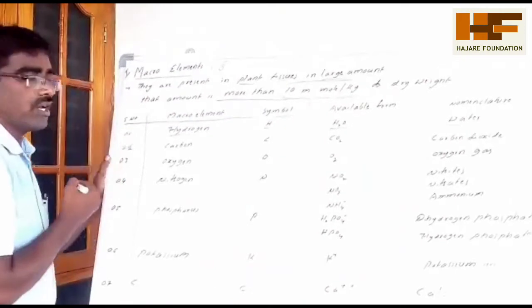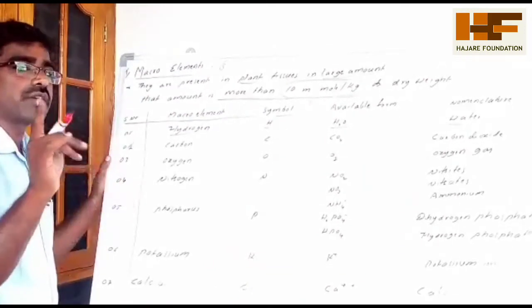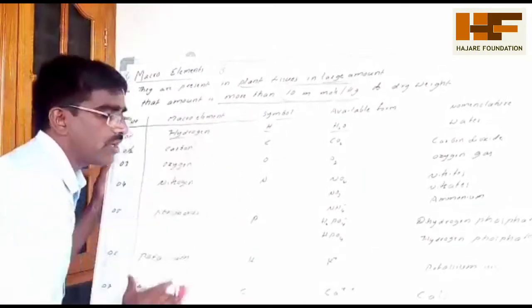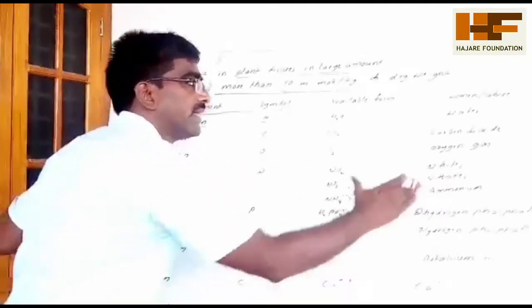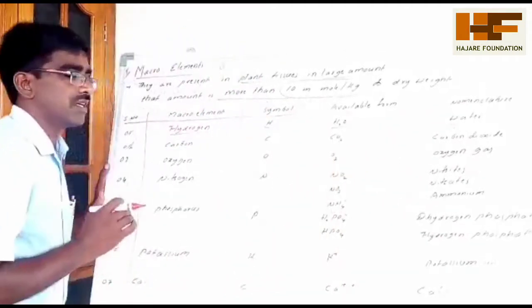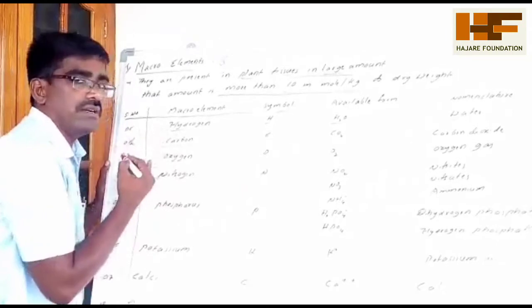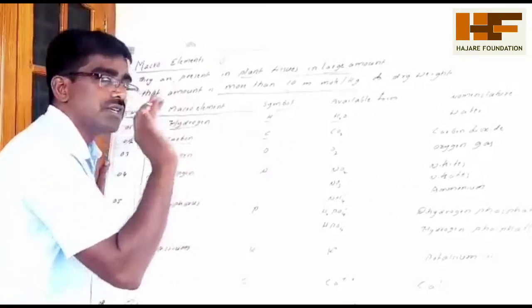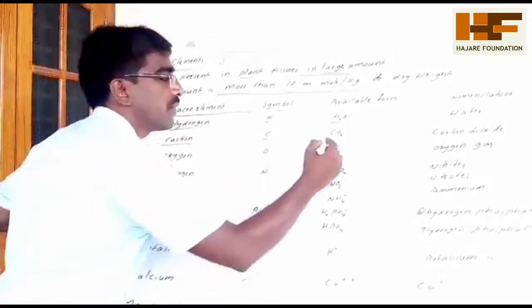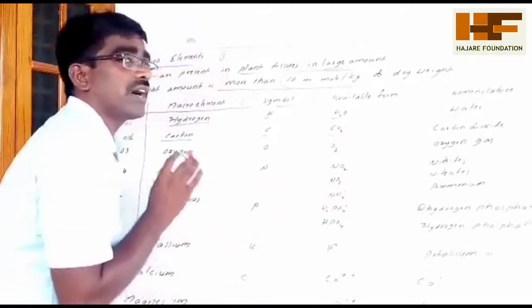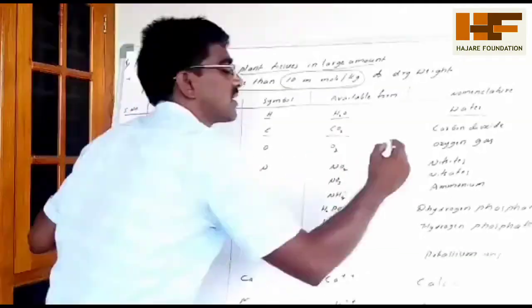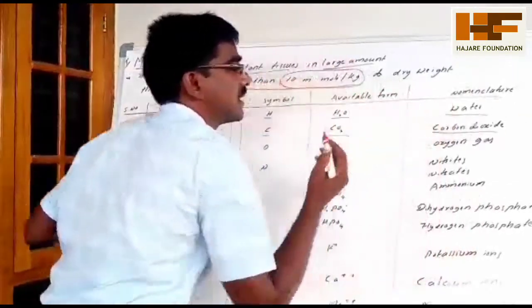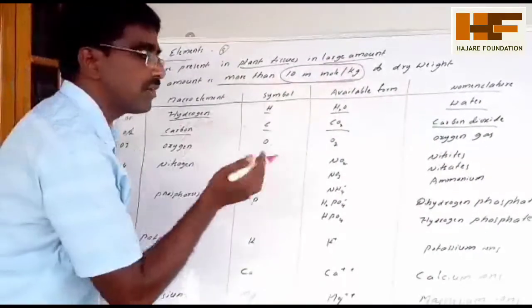The second macroelement is carbon. Dear students, try to understand these macroelements, their available form and their nomenclature; this is an important concept here. Carbon has the symbol C, but it is available in the form of carbon dioxide. Carbon dioxide is available in gas form, from the atmosphere.